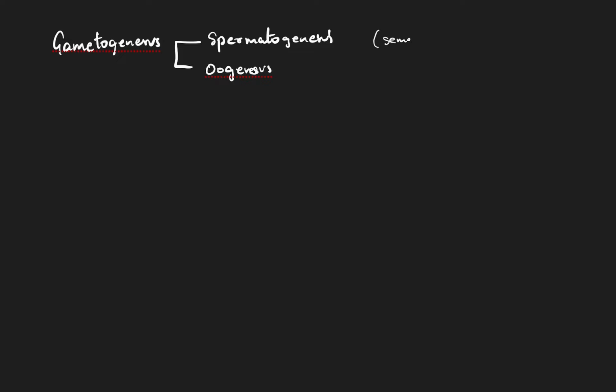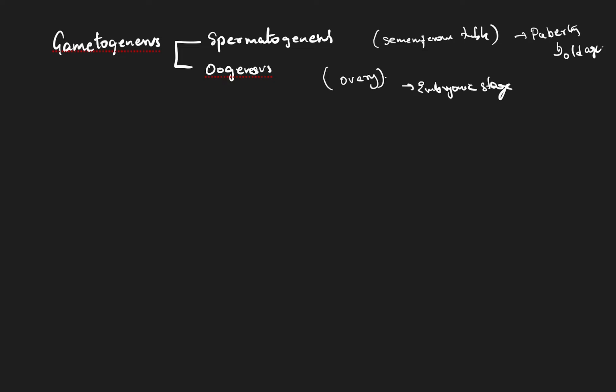This happens in seminiferous tubule, whereas this takes place in the ovary, and starts at puberty until old age. It continues. This starts in embryonic stage, and stops around 50 years of age, that is known as menopause. It is going to stop in the case of women.